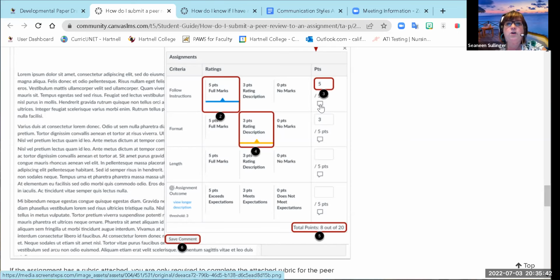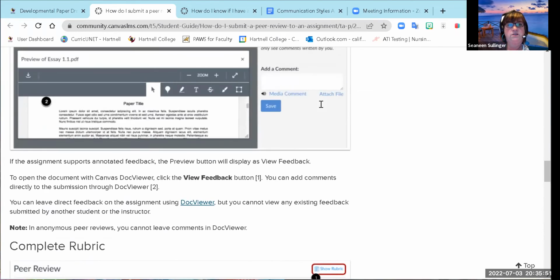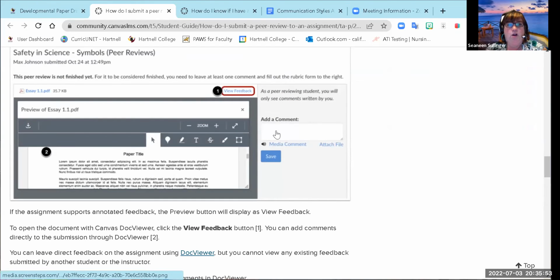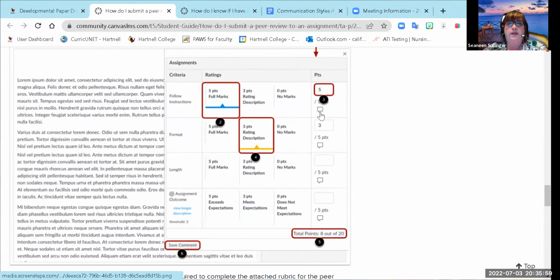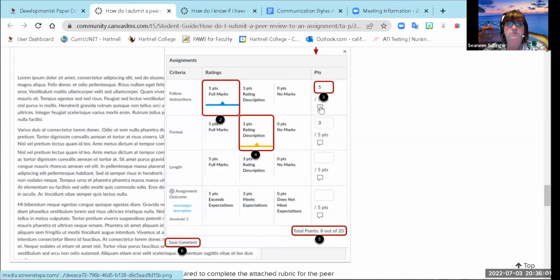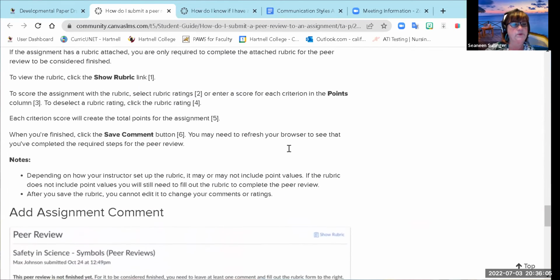Go ahead and leave comments here, because if you leave a comment there, it will not have your name attached to it. If you leave a comment in the comments section, in this box right here, then your name is attached to it. So if you truly want to remain anonymous, go ahead and put any comments in these little boxes and complete the rubric.